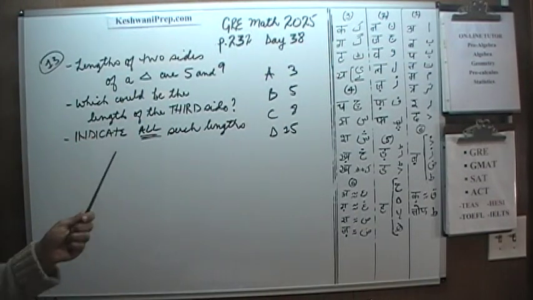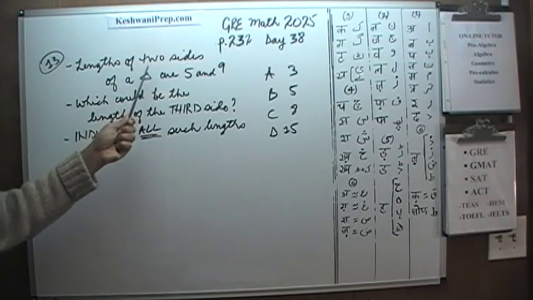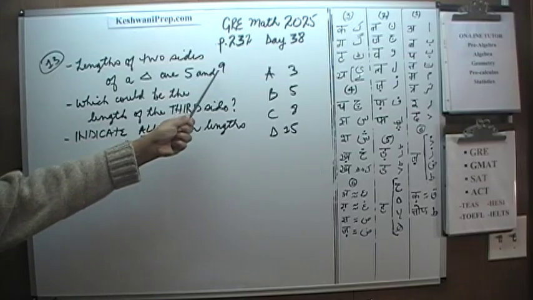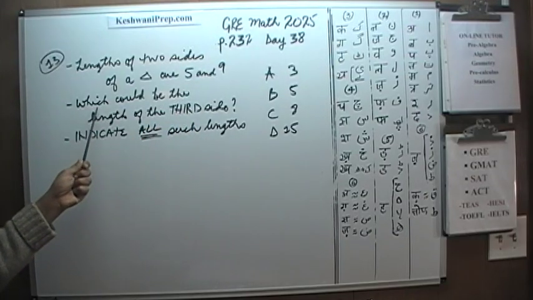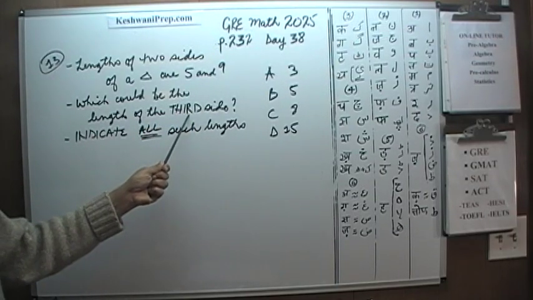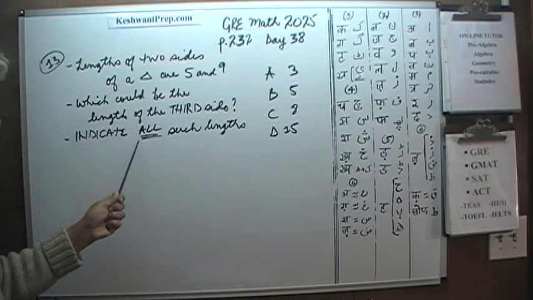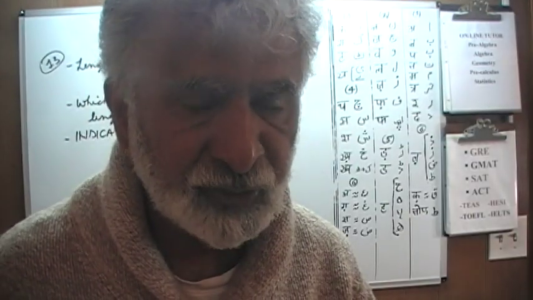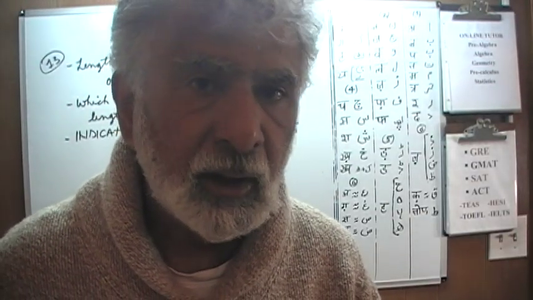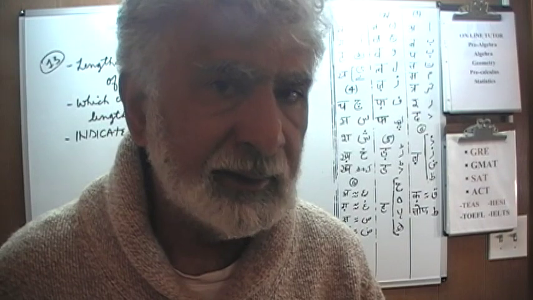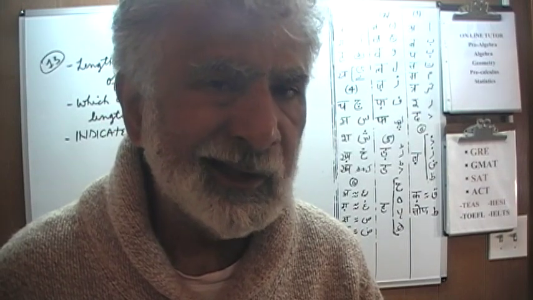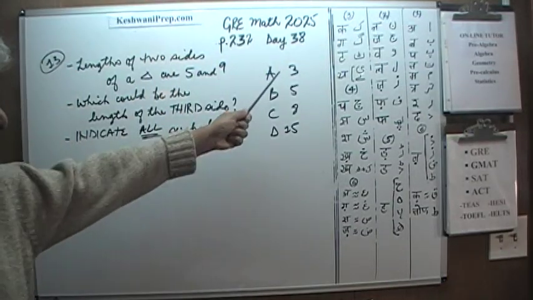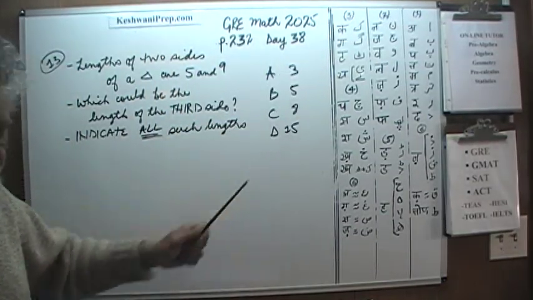We are told that we have a triangle. We are told that the lengths of two sides of the triangle are 5 and 9. The question is, which of the following could be the length of the third side? It says to indicate all such lengths. In other words, this question has more than one right answer, and we have 4 answer choices. Our job is to mark all the lengths that could possibly be the third side of a triangle that has two sides, 5 and 9. The answer choices are 3, 5, 8 and 15. Go ahead, do it yourself.